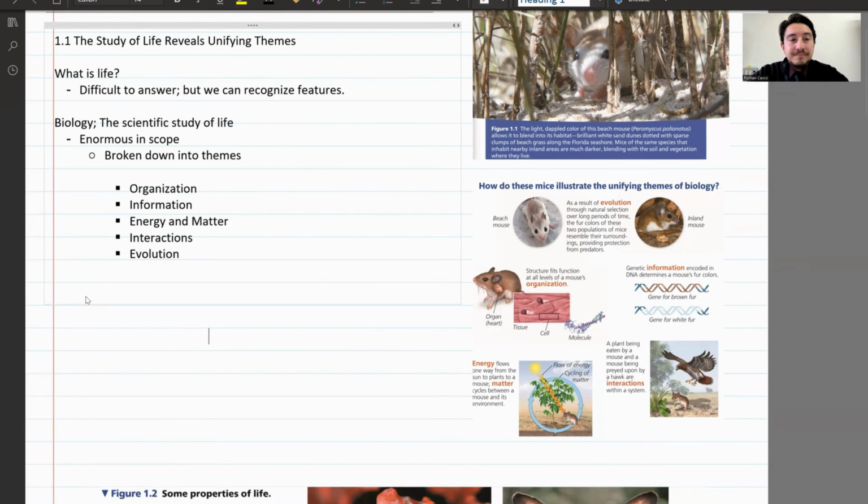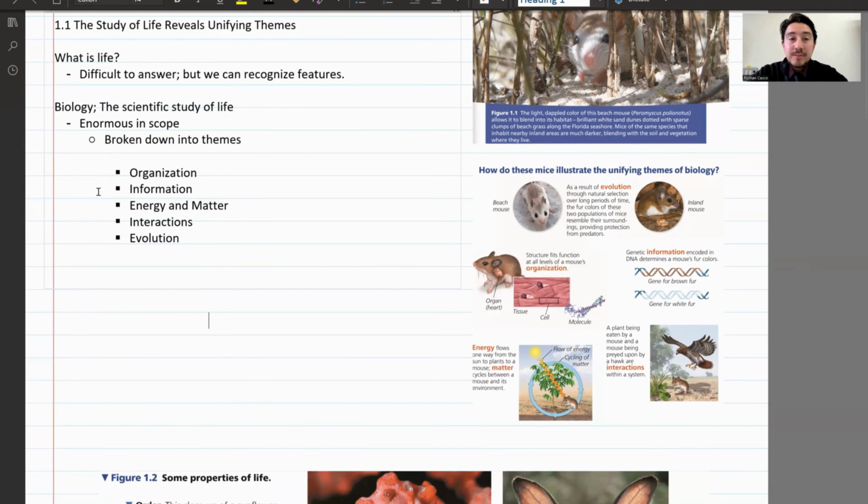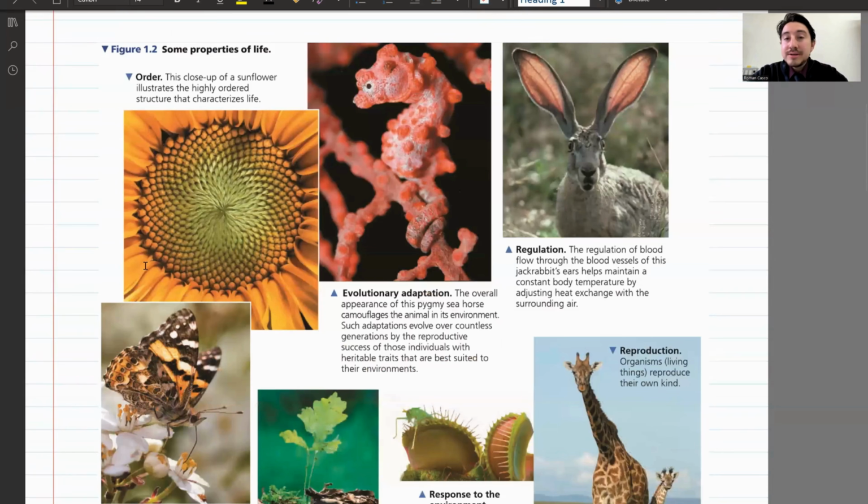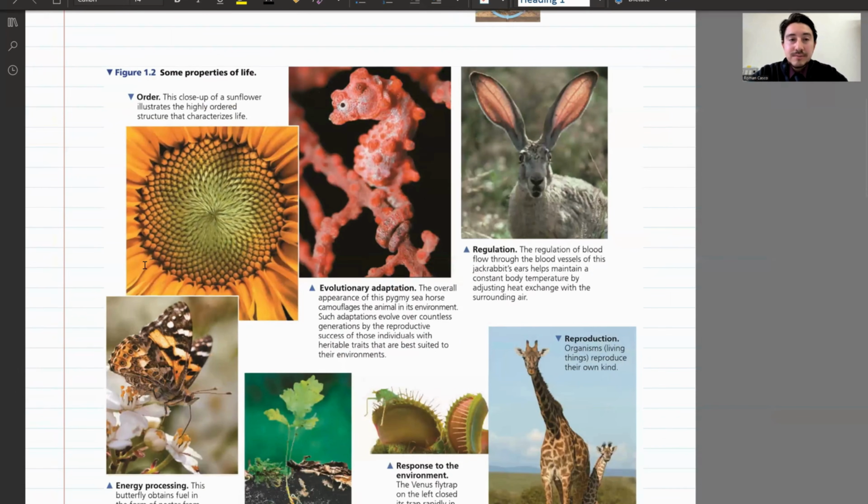Okay. So it is enormous in scope, right? The whole study of biology is the scientific study of life. And it is broken down into several concepts or themes, right? Organization, information processing, energy and matter, interactions between living organisms and other living organisms and non-living things, and evolution. Here you can see some examples of the properties of life we're going to get into also.